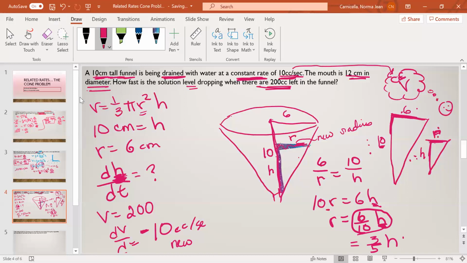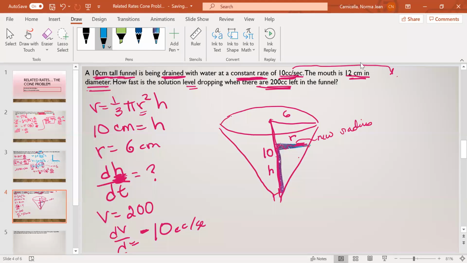Now that we've got the similar triangles set up, let me erase all this, and I'm going to have a new formula.